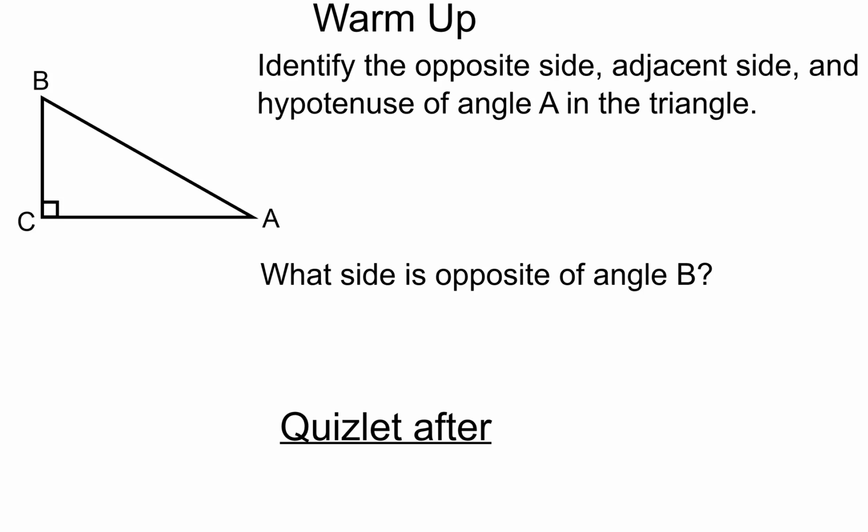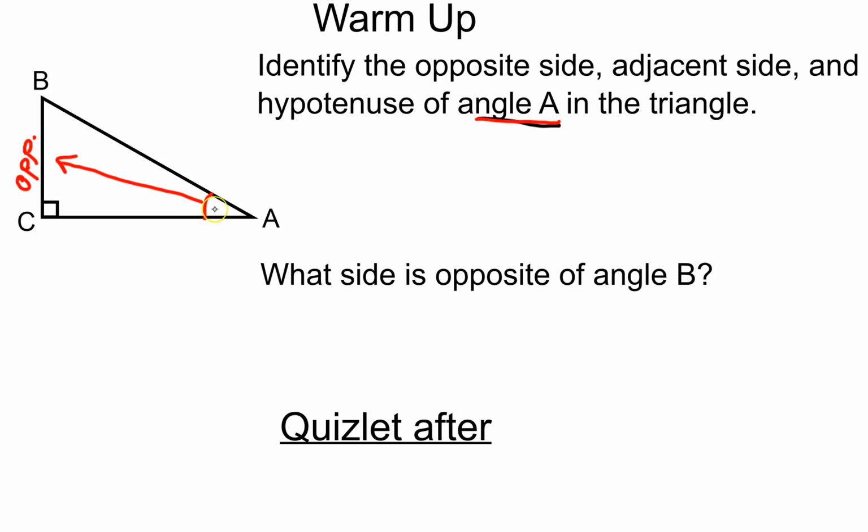Pause the video to give yourself a chance to work on it. Okay. Let's take a look at the first problem. It says identify the opposite side, adjacent side, and hypotenuse of angle A. So there's our key thing, angle A. So let's see here. Angle A is right here on the triangle, and I want to find the opposite, adjacent, and hypotenuse.